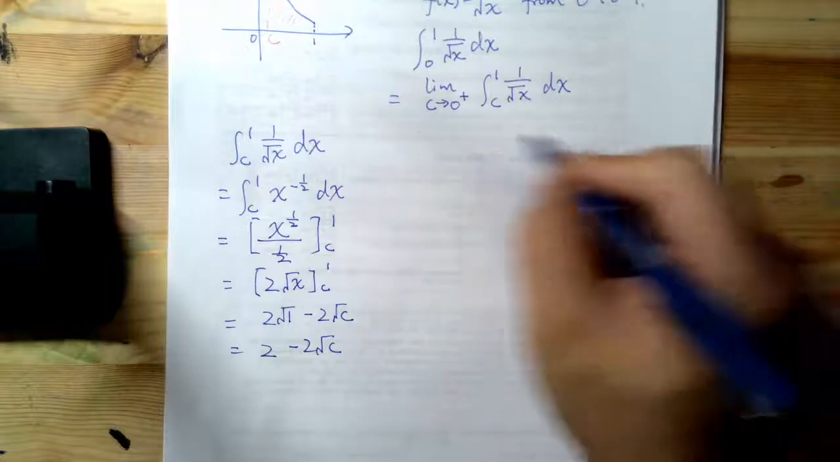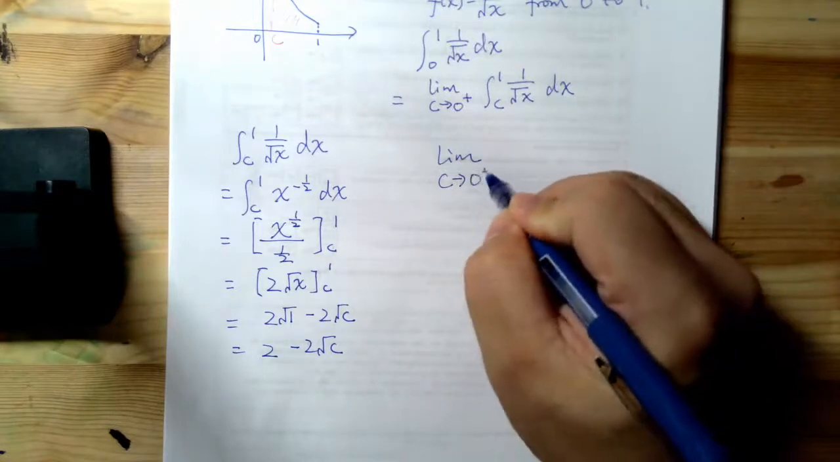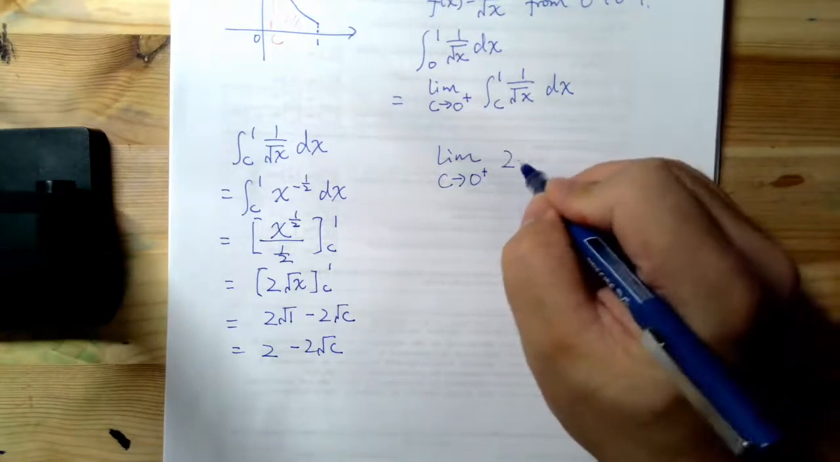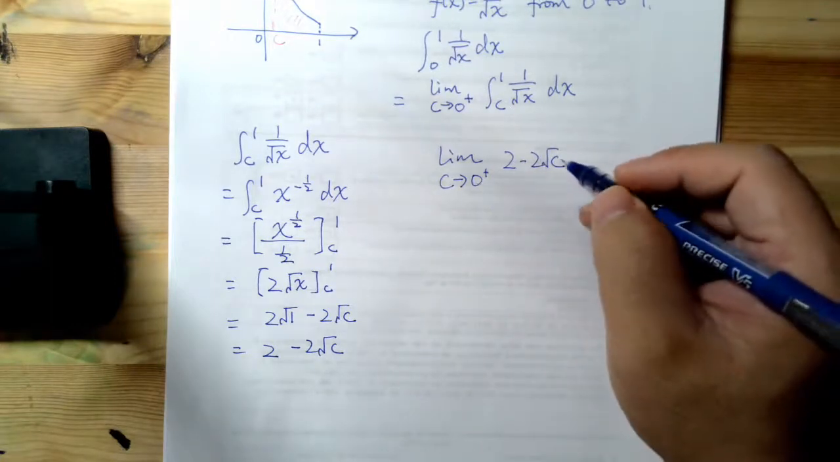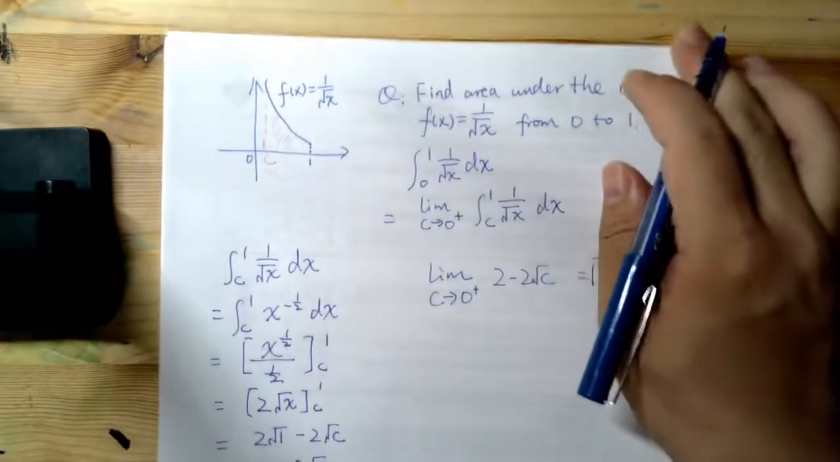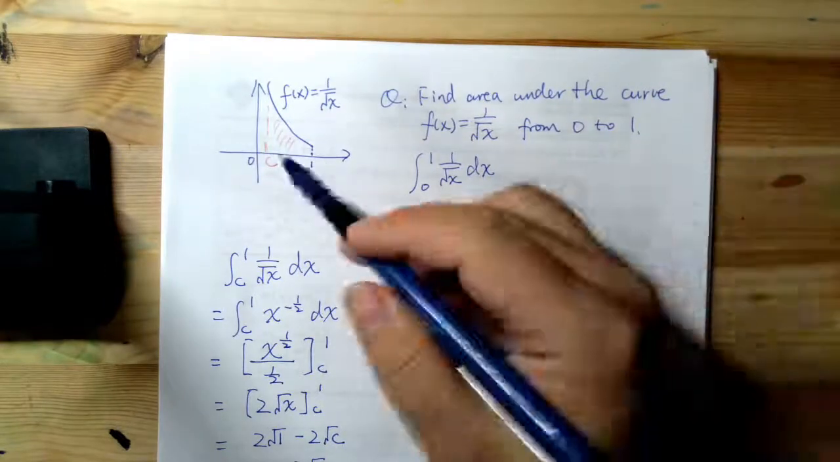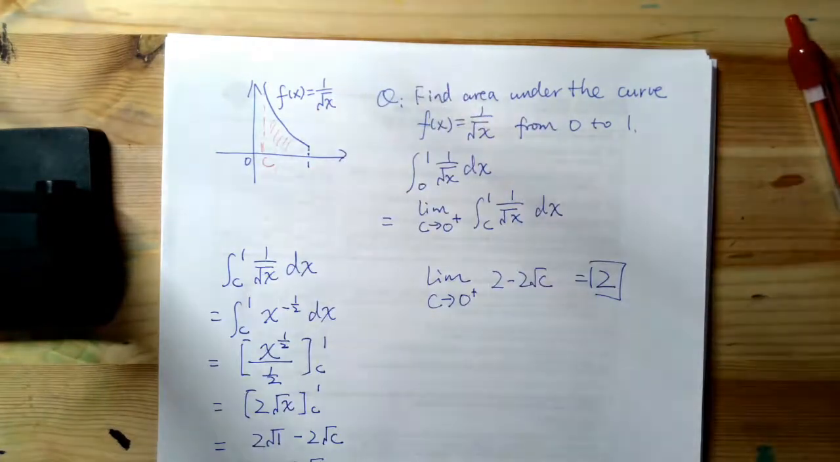Now we evaluate the limit of this expression as c approaches 0 from the right of 2 minus 2 square root of c. Apparently the one-sided limit of the square root part is 0, so the whole expression is 2. So bingo, the area under the curve from 0 to 1 is 2. Pretty surprising result, right? It looks like as x approaches 0 the function goes to positive infinity, so the area might keep growing, but very surprisingly, the area is a fixed number.